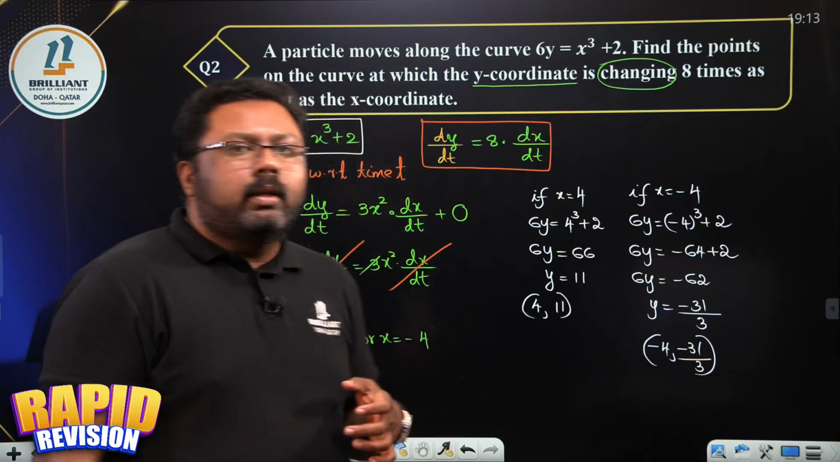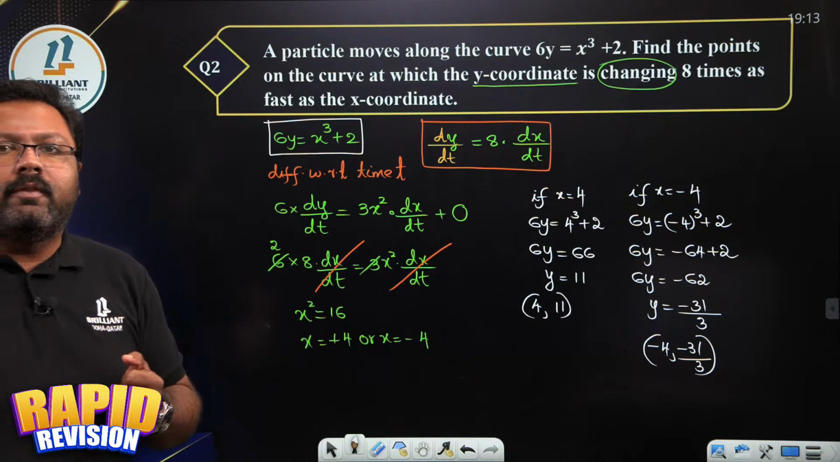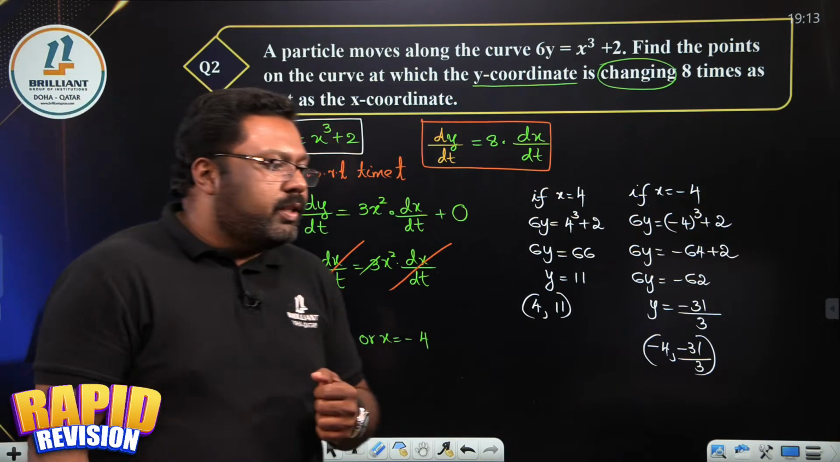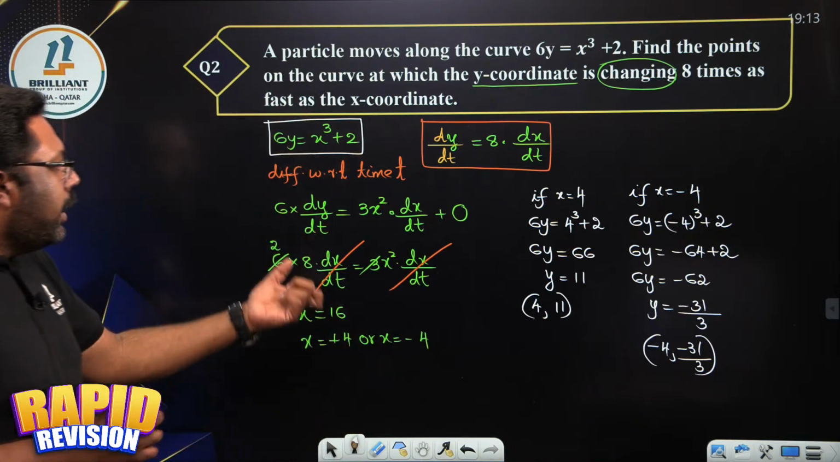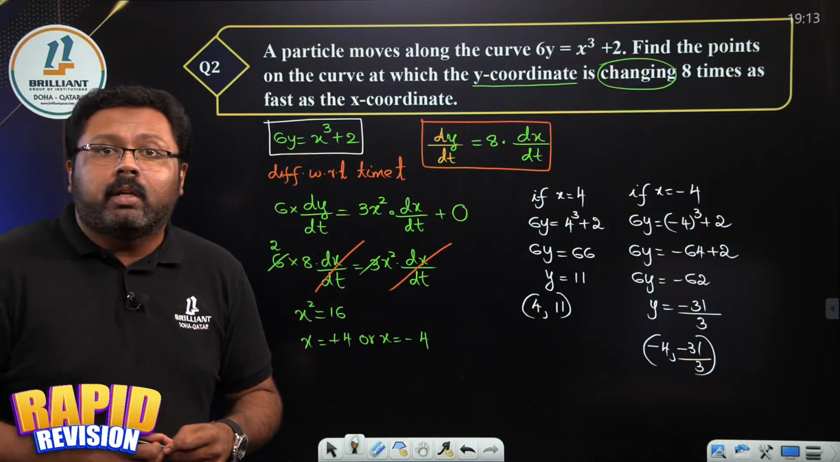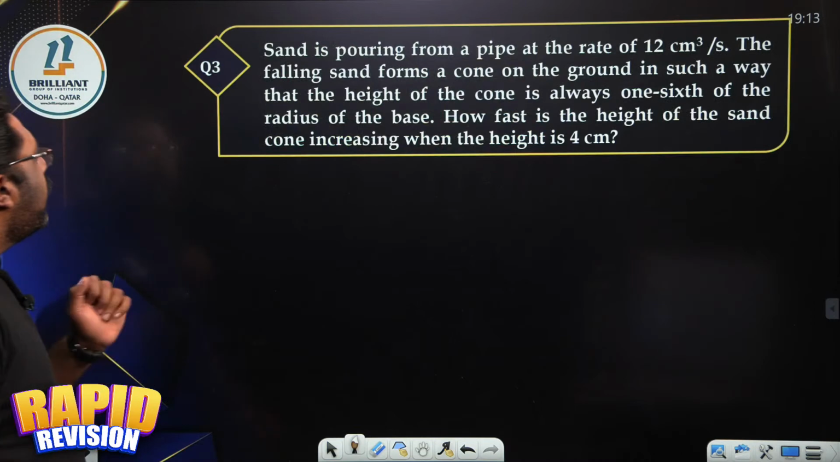Good, Vigneshwaran. Correct answers. So the change in y is 8 times faster than the change in x. Okay, good. I think everybody is clear with it. And why I differentiated with respect to time t.